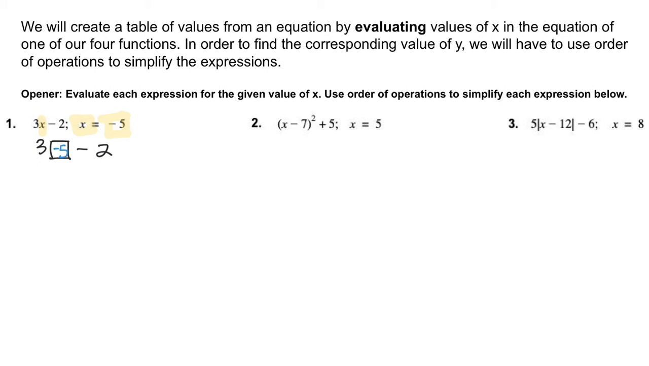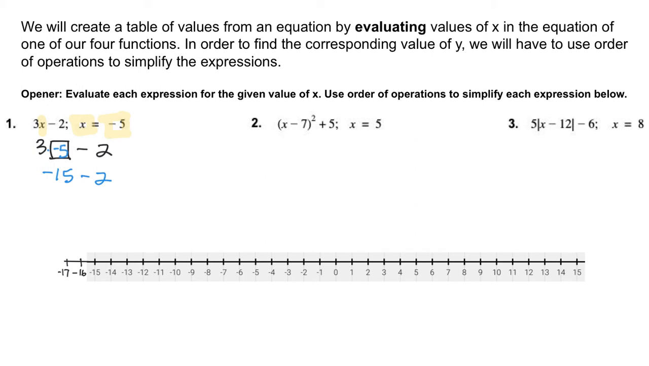So this does not become 35 or -35. It's 3 times the -5. And order of operations tells us that we do the multiplication before we do subtraction. So this becomes -15. We still have our -2. -15 minus 2, if we're looking at a number line, -15 is right here. And if we're subtracting, we're going to the left. And if we go 2 units, 1, 2, you're going to be here at -17.